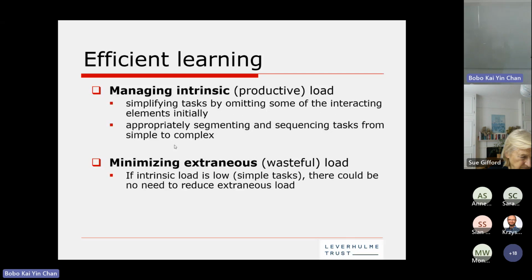So if that intrinsic load is low, the task is too simple, too easy for learners. Then on one side, we might need to increase it to make it more challenging and interesting. But on the other side, we might say that we don't need to do anything with extraneous cognitive load. Don't waste time reducing it, because the task is already too simple. No matter if there is even some extraneous cognitive load, there is no point handling it, because working memory would not be overloaded anyway.